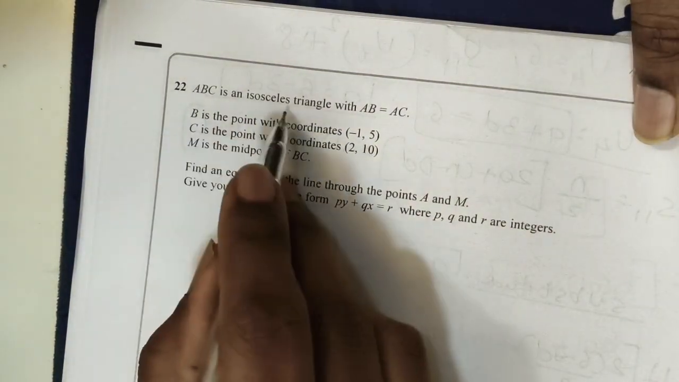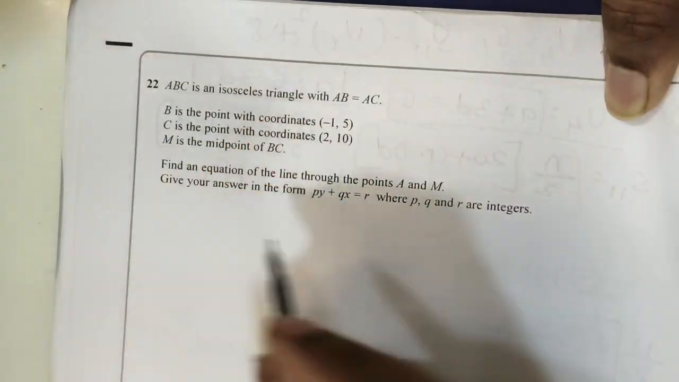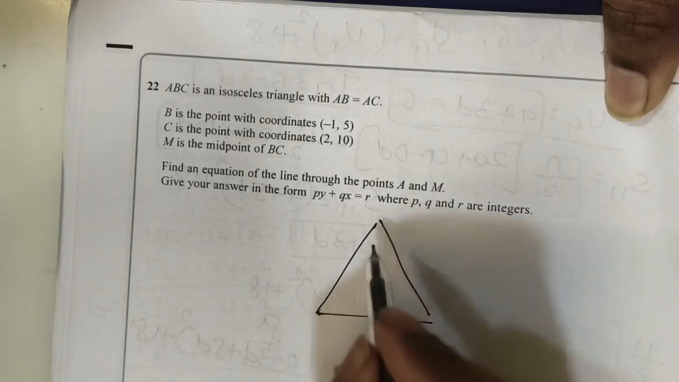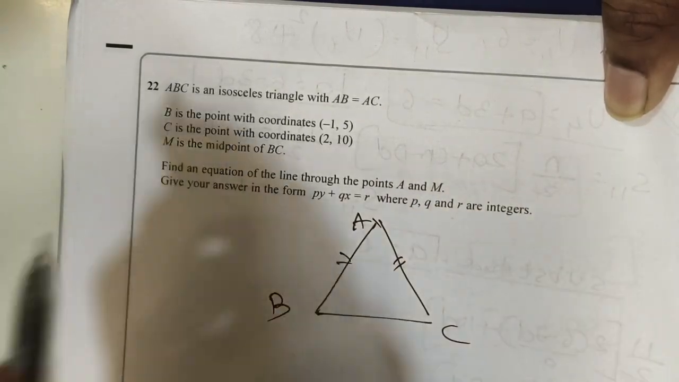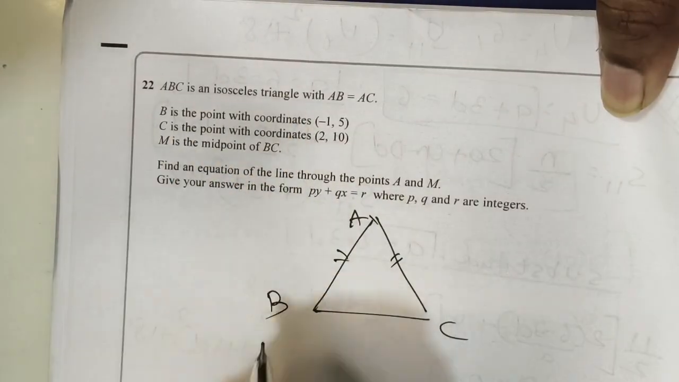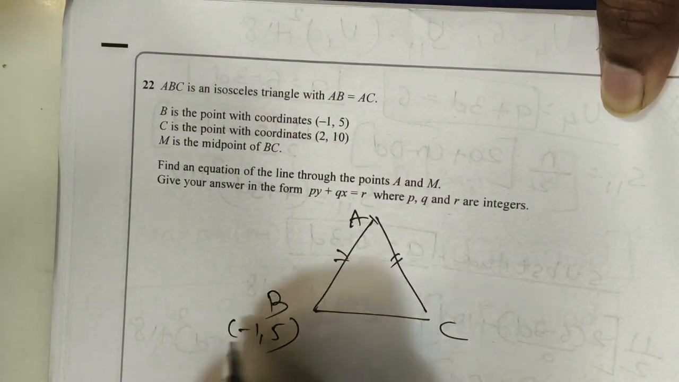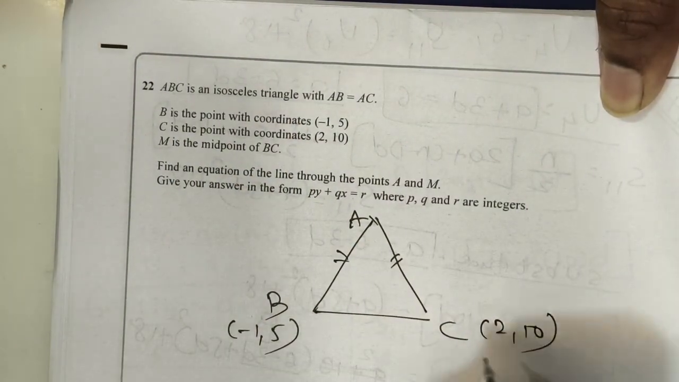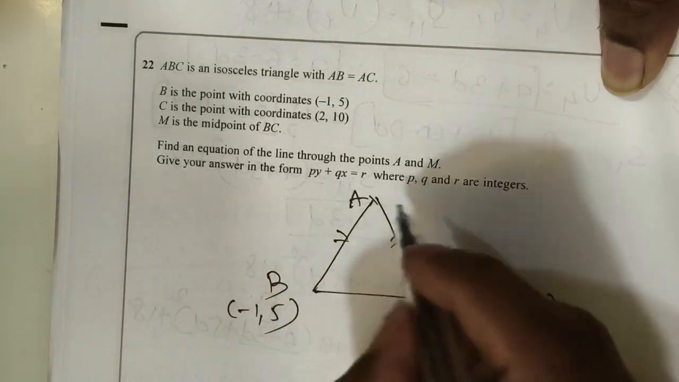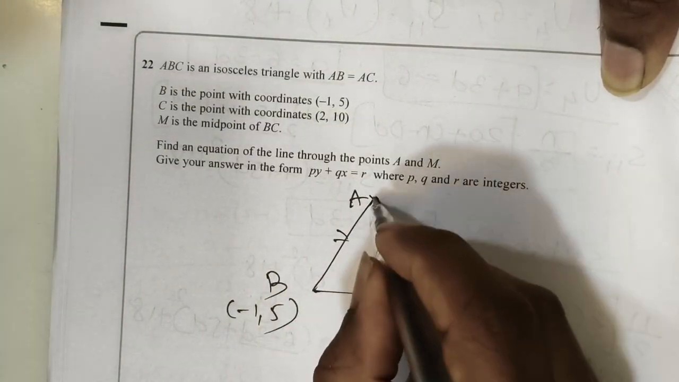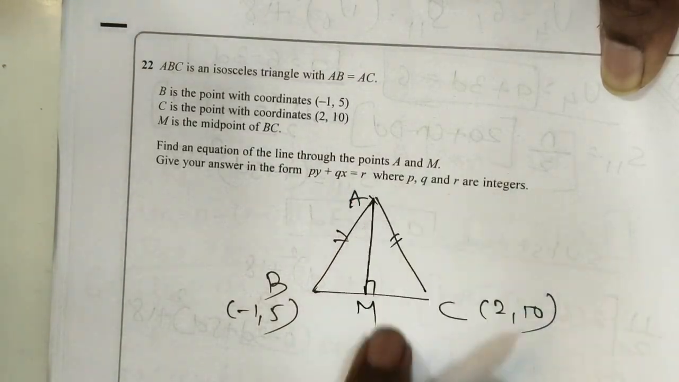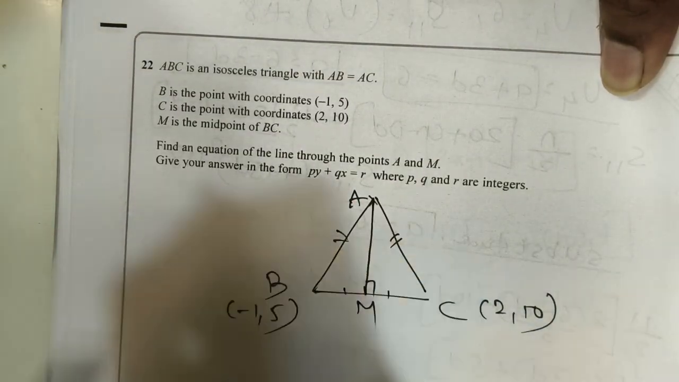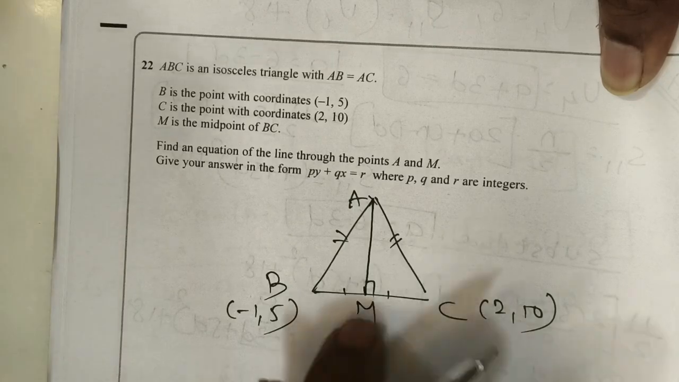Correct? ABC is an isosceles triangle with AB equal to AC. Immediately draw ABC. Correct? Isosceles triangle, both are equal. B coordinates are minus 1, 5. Draw the coordinates. C coordinates are 2, 10. Draw the coordinates. And M is the midpoint of BC. So in an isosceles triangle, the line from the vertex to the midpoint bisects the base. Correct? And it is perpendicular.